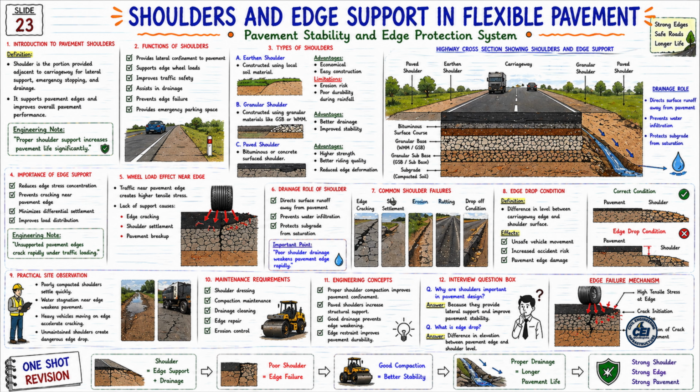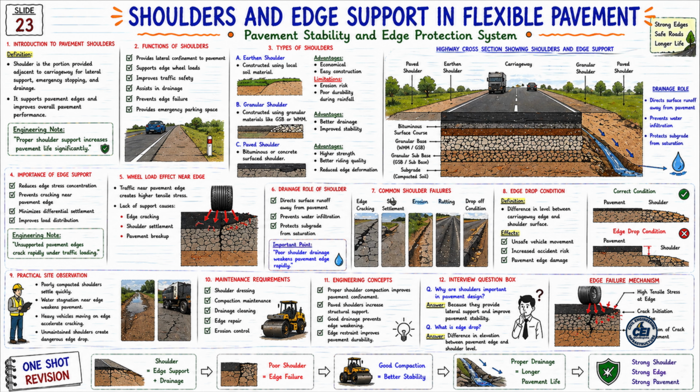Now let us look at the eighth topic. Edge drop condition. What is edge drop? The level difference between the carriageway edge and the shoulder surface is called edge drop. See its effects: unsafe vehicle movement, increased accident risk, pavement edge damage.